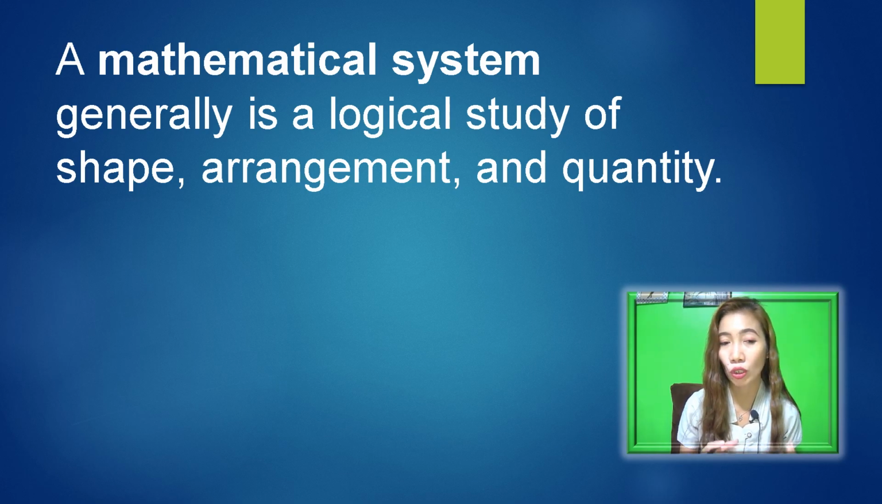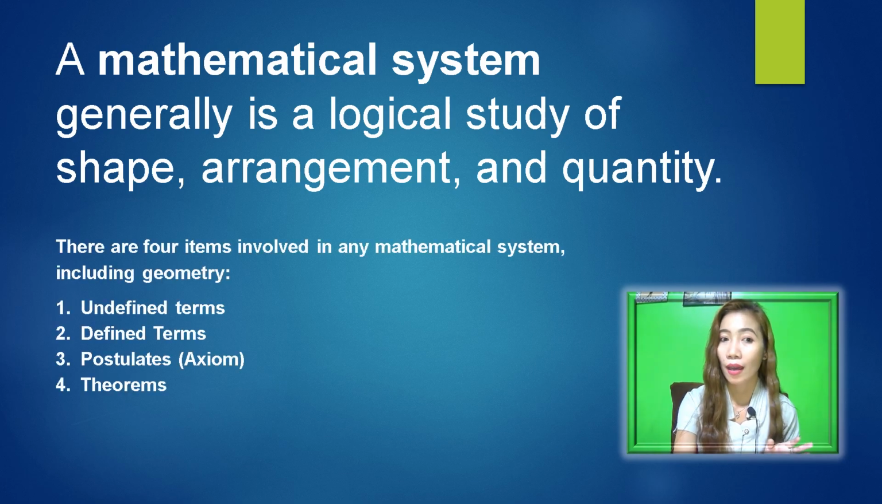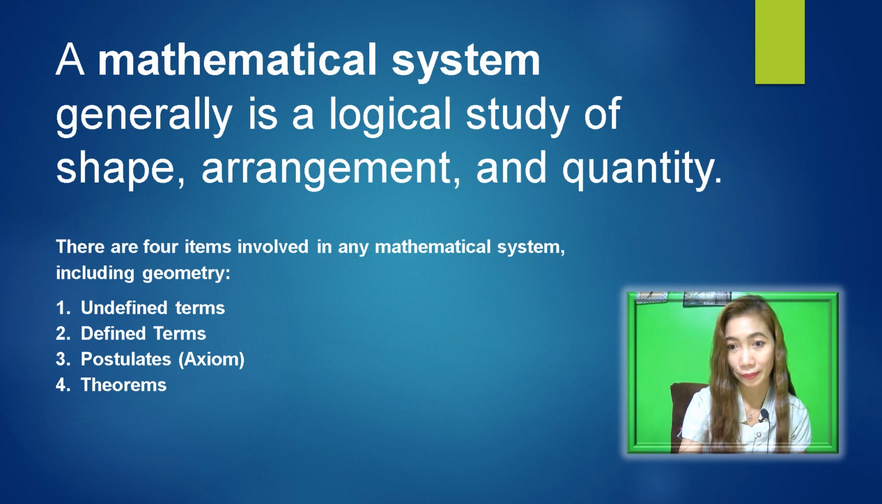Okay? So, in geometry, there are four terms or four parts of the mathematical systems. Okay? At iyon ay nabanggit ko na kanina. So, these are the undefined terms, defined terms, postulates, and theorems. So, and like what I've said, mag-focus lang tayo with the first two. Okay, so let's start with the first one.